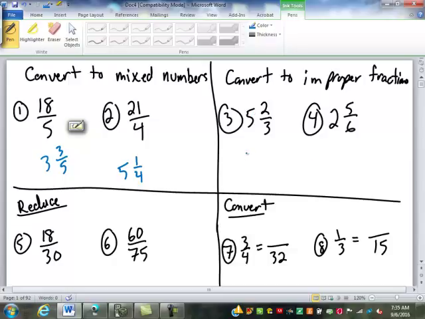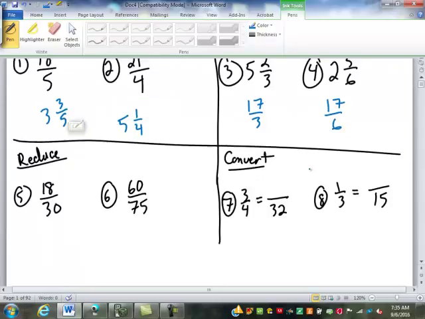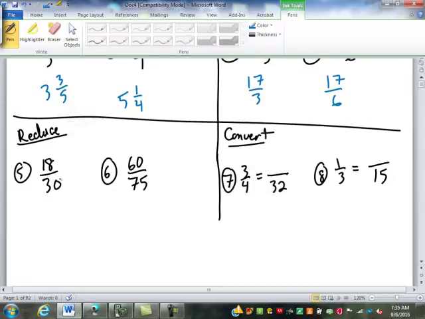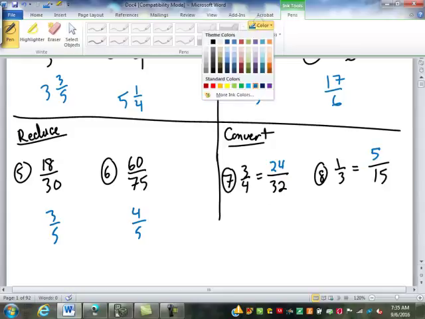Number 3 becomes 17/3. 4, 17/6. And then reducing, number 5 reduces to 3/5. Number 6, 4/5. Good. And then converting 3/4 becomes how many 30 seconds? 24, and 1/3 becomes 5/15. Any questions on those?